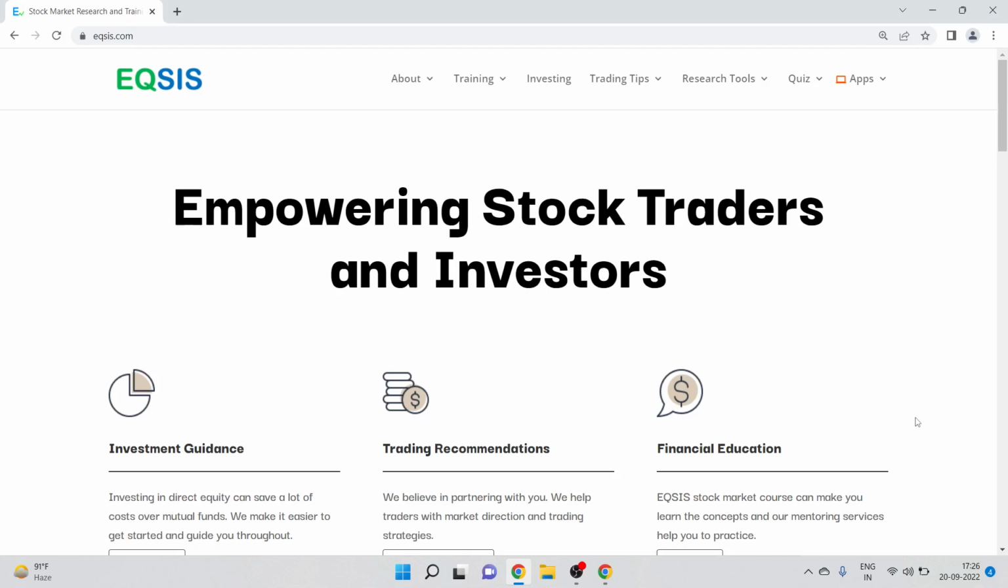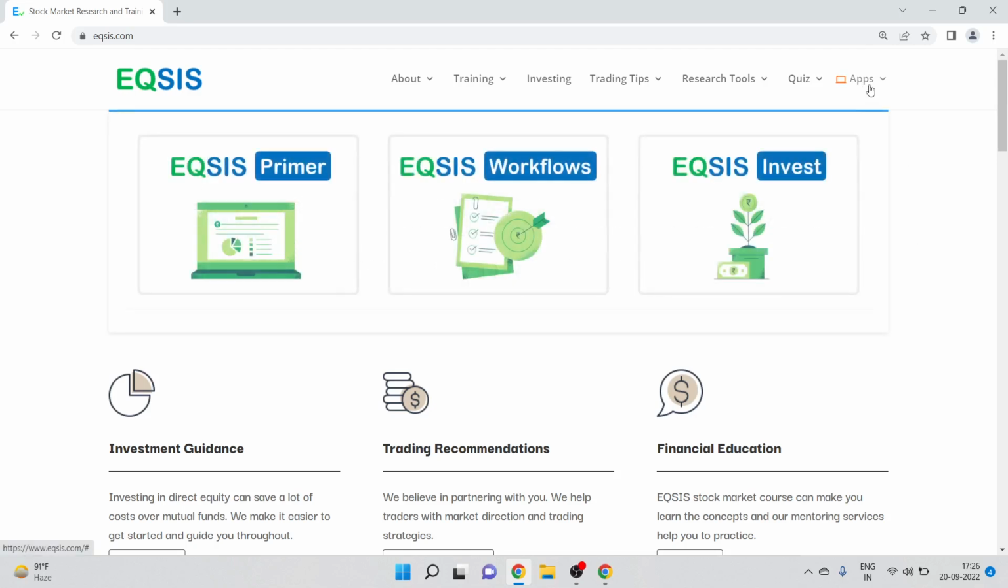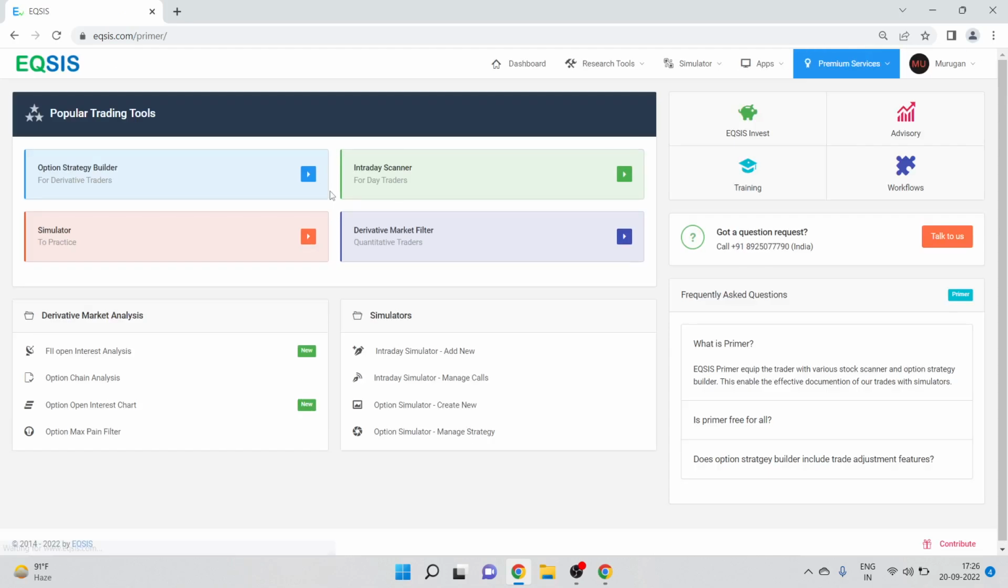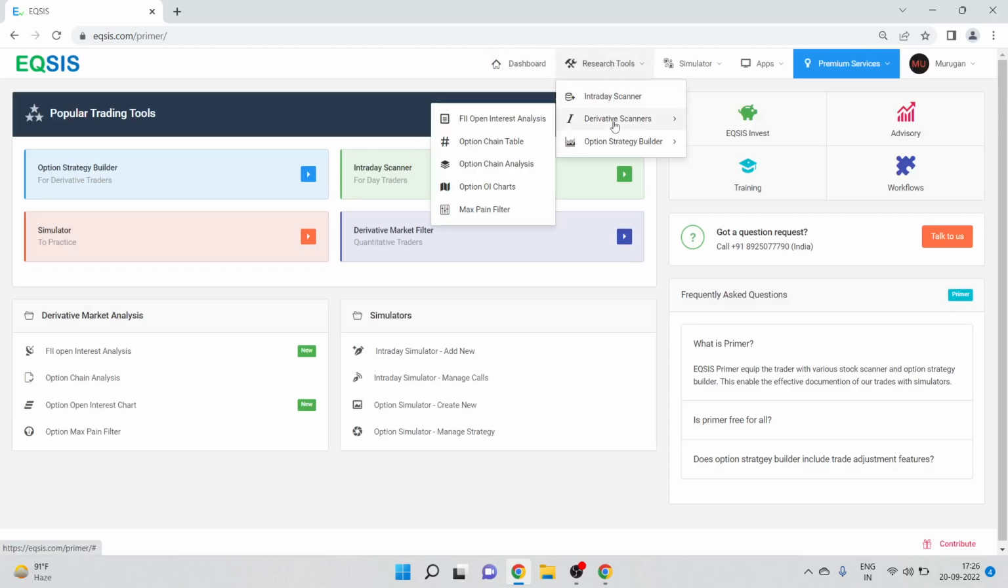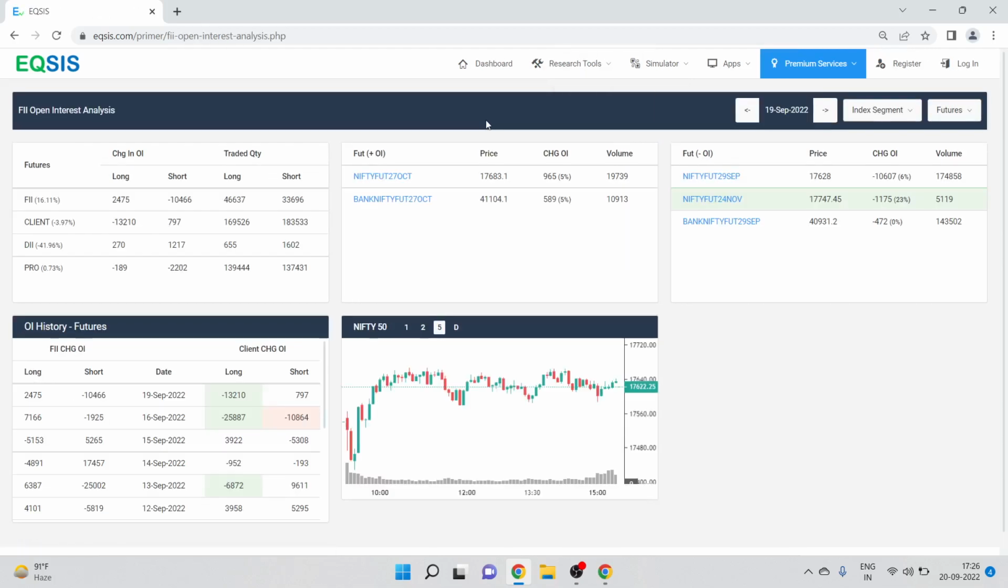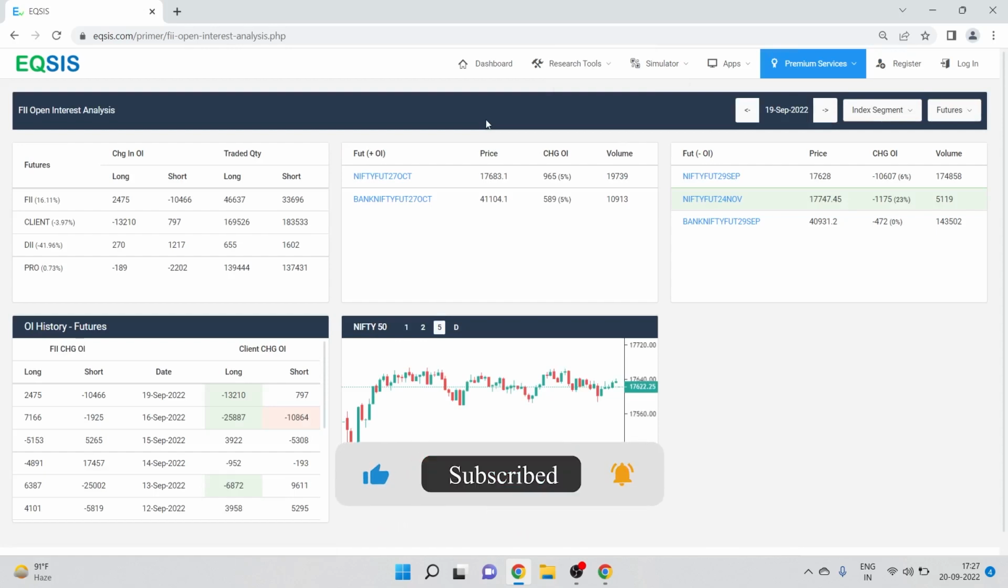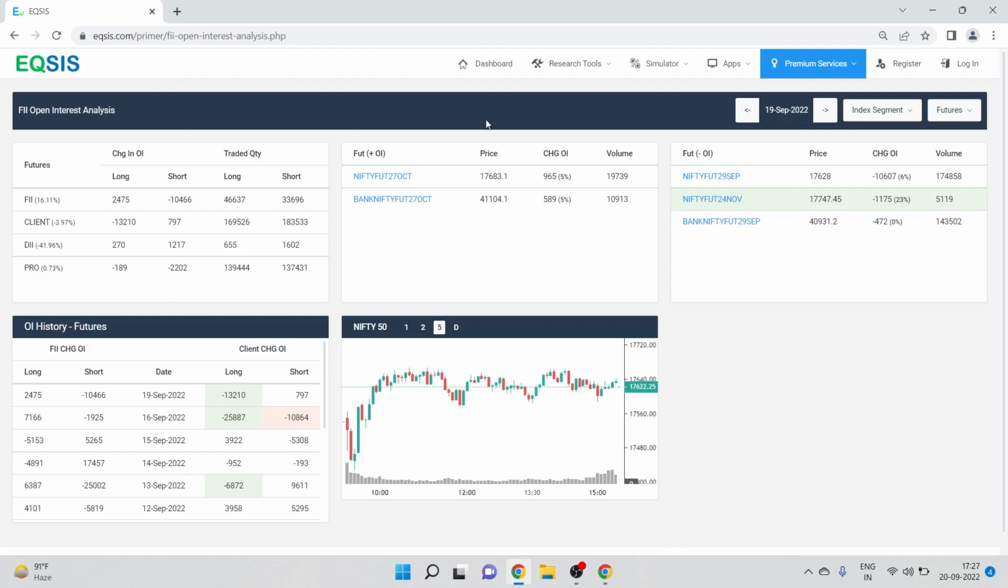If you wish to know how to do it parallelly, you can access the same via the EQSIS Primer app. If you get into Primer, you have research tools. Underneath, you have a derivative scanner. There you find FII Open Interest Analysis. Sooner we're going to come up with a detailed video to explain each and every tool tab here. But at this moment, let me share my observation about it.